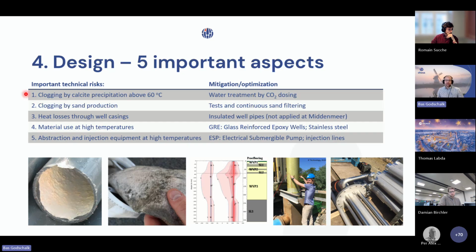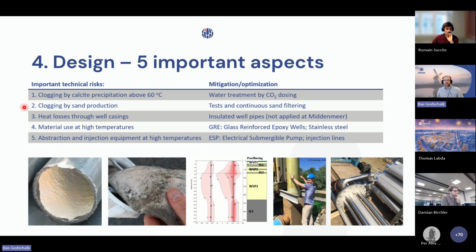Now, I want to highlight some of the important design aspects. The first one is that when you increase the temperature, you have a bigger risk that calcite will precipitate in your wells. And that's something you want to prevent, because you want to prevent the wells from clogging. One of the solutions is to add acids, and we are choosing CO2 dosing, because that's not as complex as other acids, and it works pretty well to prevent the calcite from starting to precipitate.